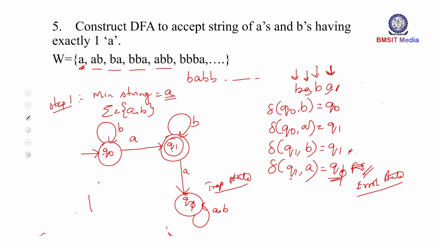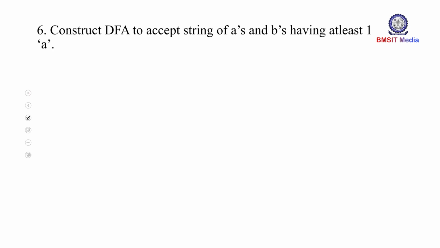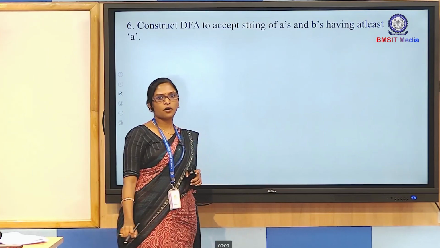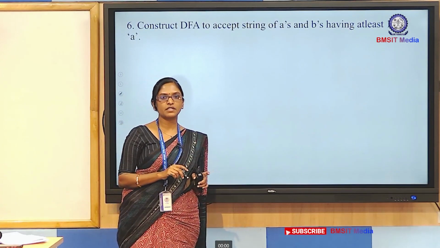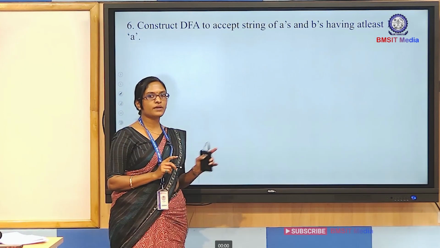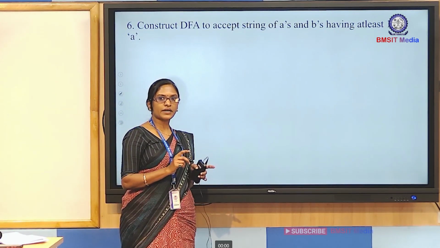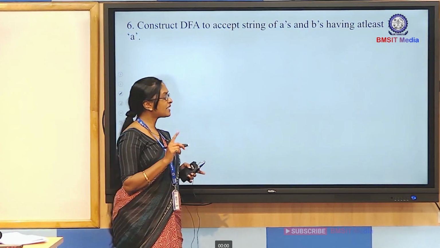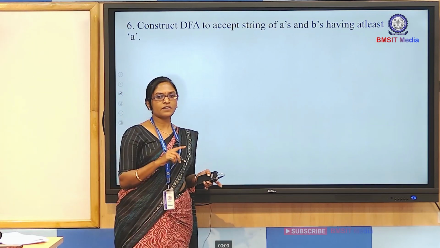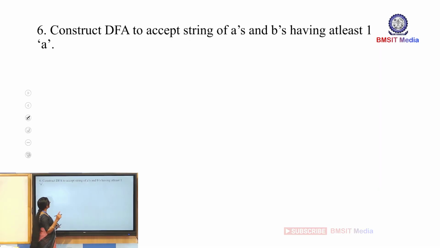So this is the next problem. So now coming to the sixth problem. In the sixth problem, it's just a variation of the previous problem. So here you can see that we have to construct a DFA to accept strings of A's and B's having at least one A. So the previous one was exactly one A. So this is at least one A.